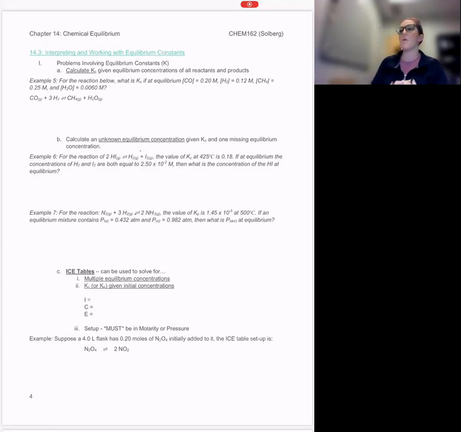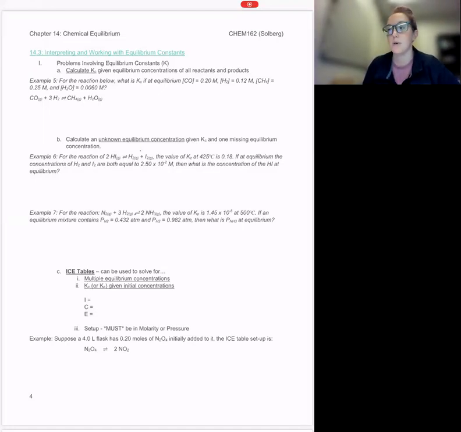Okay, so we are starting on 14.3. I've got problems involving equilibrium constants. So we've been talking about the equilibrium constant, what it is. We've got products over reactants, each to the power of its coefficient in the reaction. But how can we calculate what it is if I don't actually have every single specific concentration? So we know how to write them. We're going to do calculations with them today because we can actually find out a lot of things.